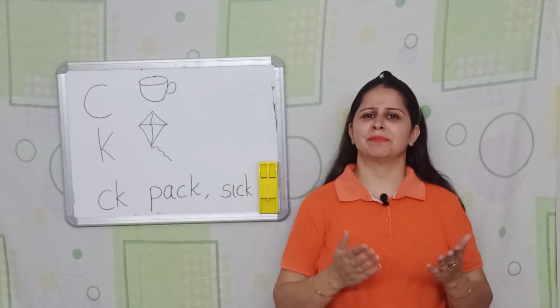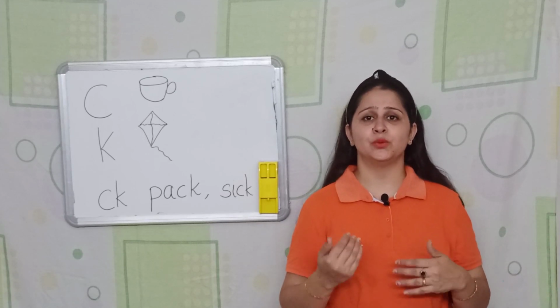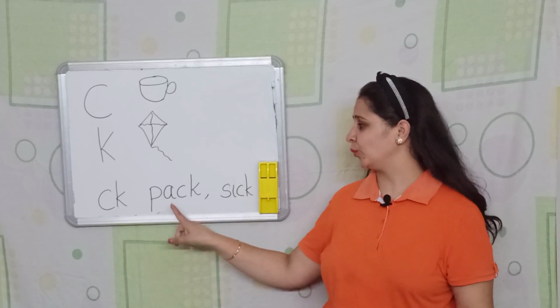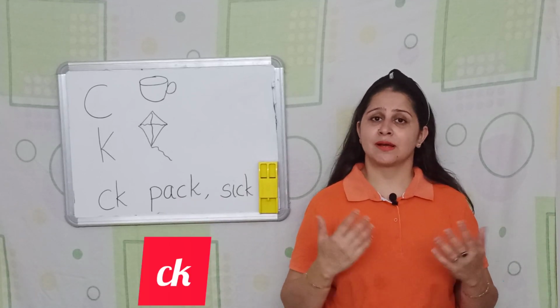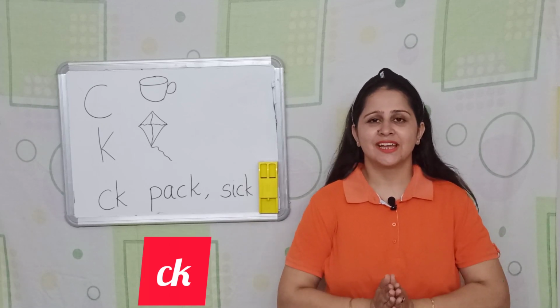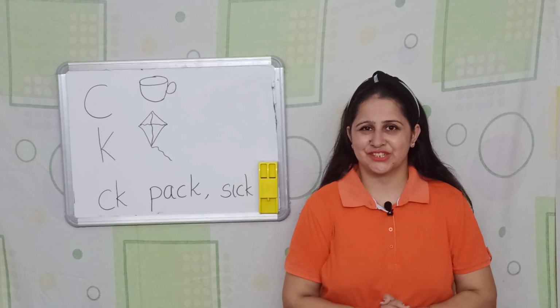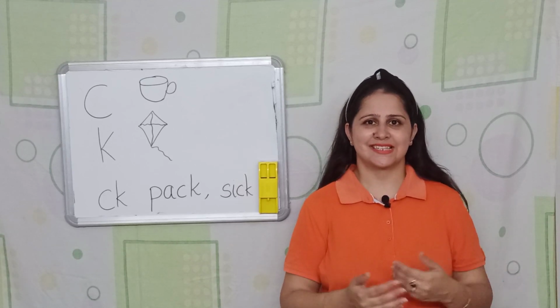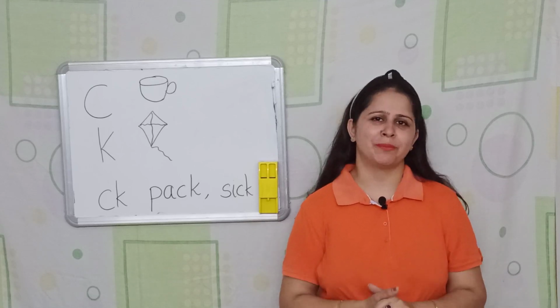And then when we teach them blending skills and make them read words, we come across words that have K at the end, which is written with C and K. Some of the words are duck, pig, lock, etc. How do we go about teaching these words to the child? So if you're looking forward to teaching the K sound to your child, then this video might help you.